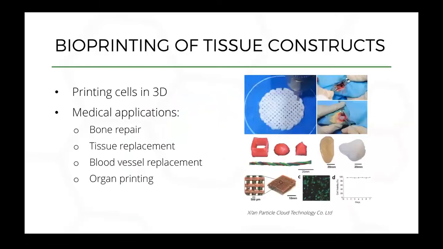So here are some examples of how bioprinting has been utilized to create different types of tissue constructs. As you can see from these images, there are different shapes and designs that you could create into the structure. With the aid of a bioprinter, you're able to create pretty intricate and sophisticated structures of any shape and size, and also integrate cells into these components. Therefore, many applications being pursued today are bone repair, tissue replacement, blood vessels, and of course, ultimately, organ printing.